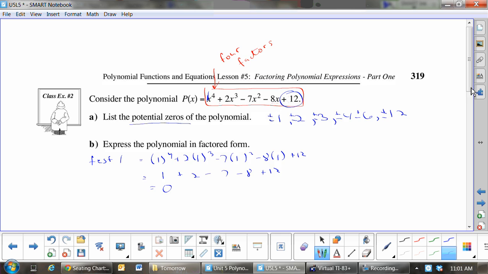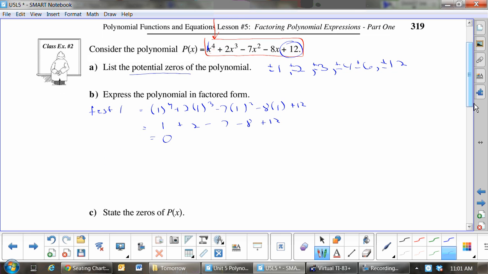Okay? So, we're going to go to synthetic division. We're going to divide this by x minus 1. I already know one of the factors is x minus 1. Okay? So we're going to go through synthetic division.